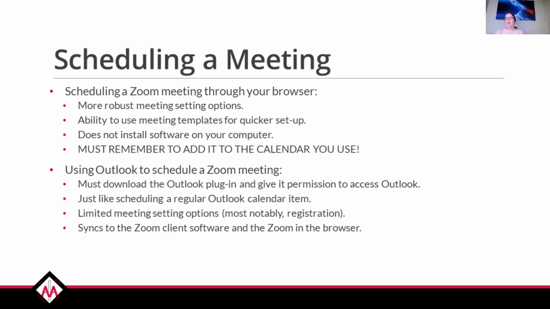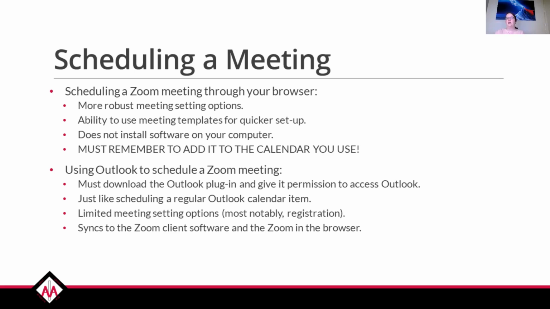You're also going to be able to use some meeting templates. If you have a particular meeting type and you get all the settings just the way you want it, and you know this type of meeting is going to happen multiple times, you can save that as a template, and then when you create a new meeting, you can use that template for each of those additional meetings that you're creating.